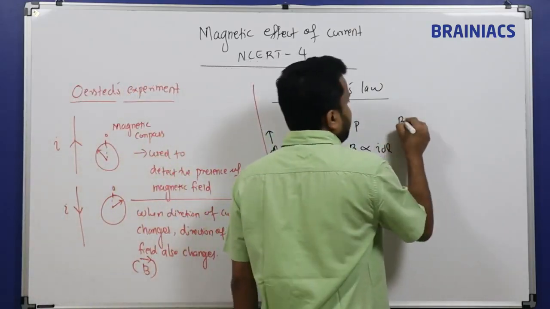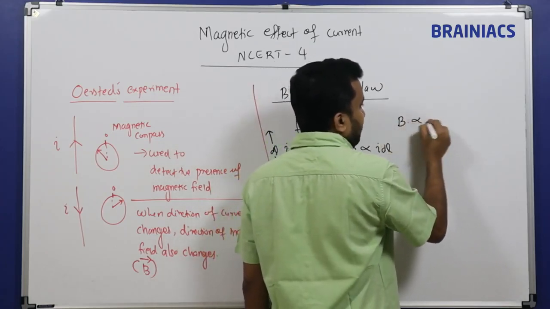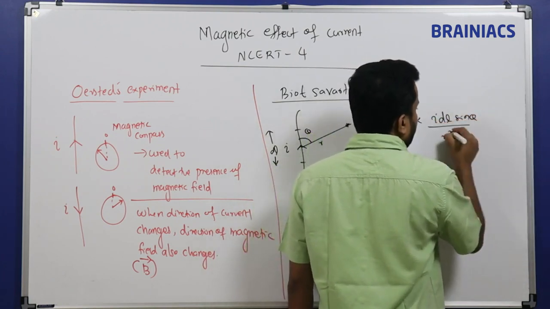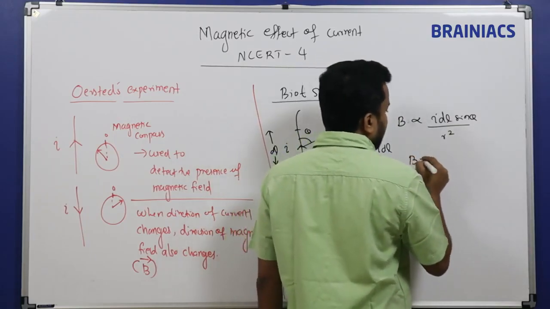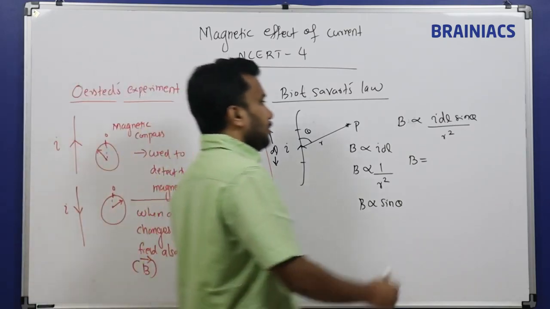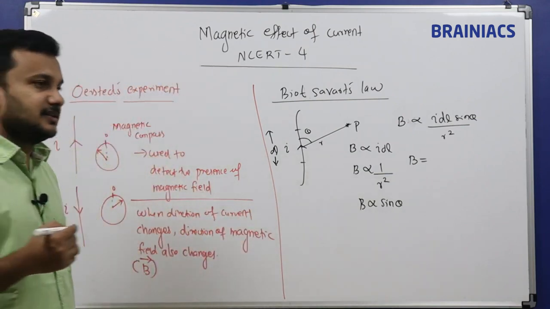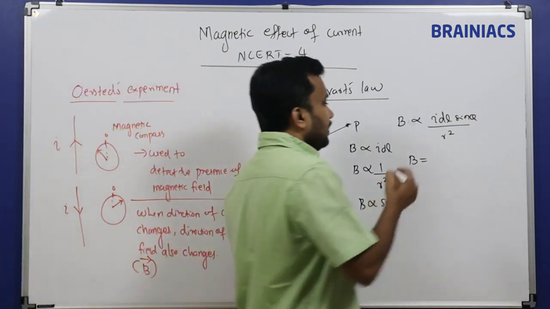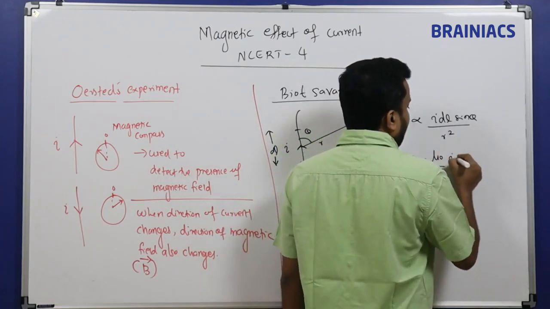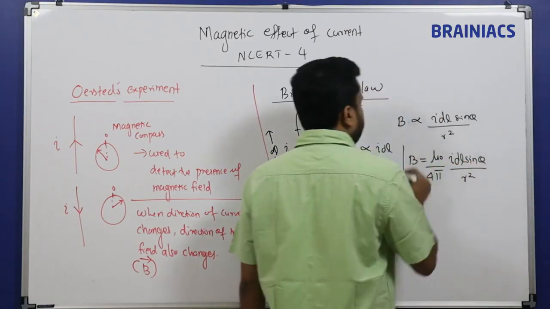By combining these 3 statements, I can write B is proportional to I dl sine theta divided by r squared. The proportionality is replaced with a constant. That constant in electrostatics, in Coulomb's law for electric charge and electric field, we call permittivity. Here we call it some other term called permeability. So B equals mu 0 by 4 pi into I dl sine theta divided by r squared.